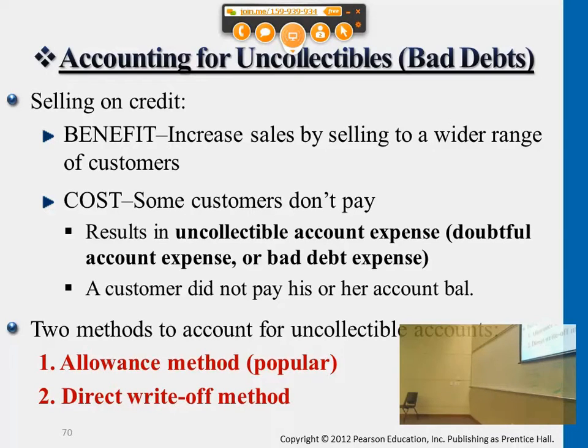And again, our main focus is this allowance method. It's used for publicly traded companies, but today we'll also be going over a little bit of direct write-off, how it actually works. It's easier in a sense, but it's not in line with the matching principle. So we'll talk about this a little bit later.